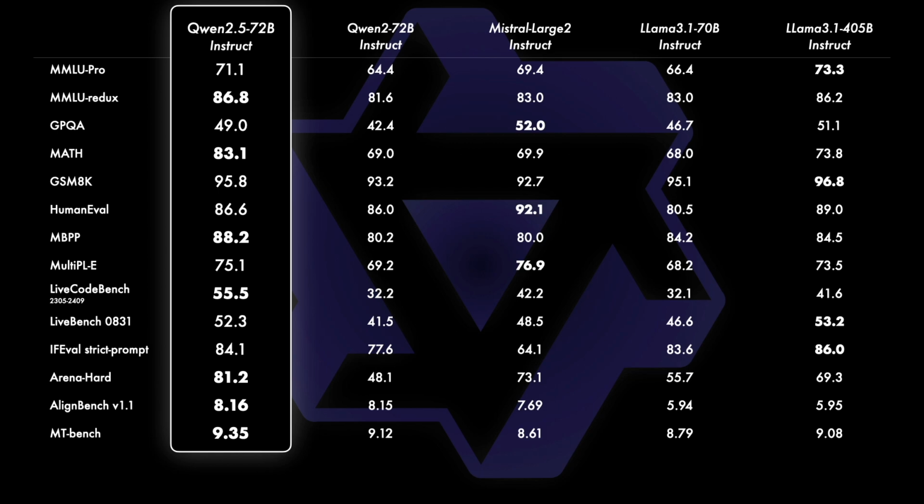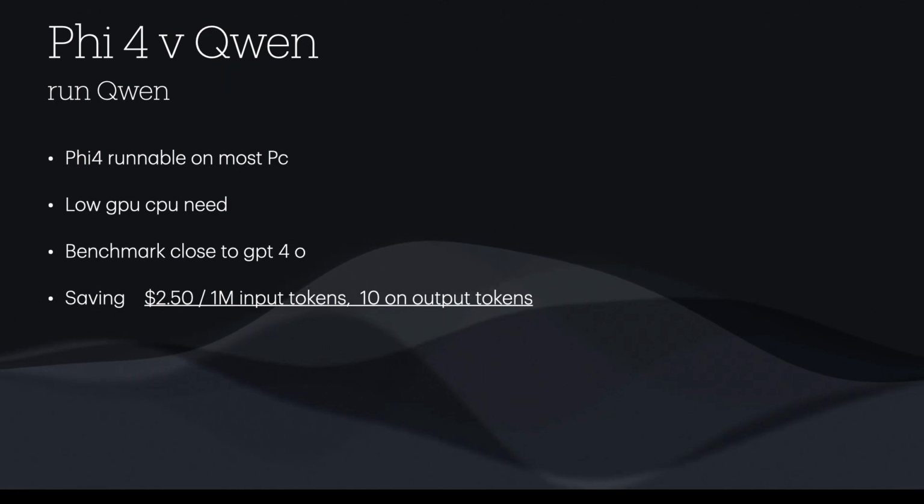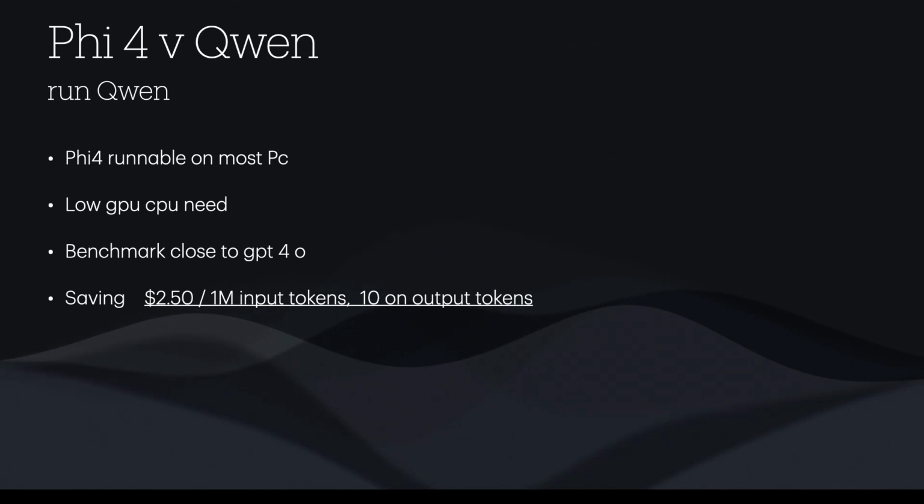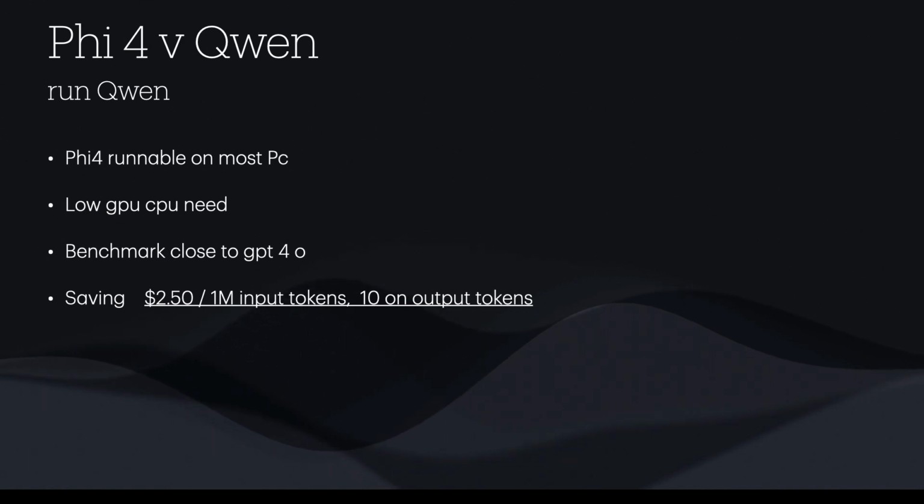So Phi 4 is the best model in performance and demand. It can run on most devices and it's giving you the best performance out there. So the best performance you're getting is Phi 4. No GPU needed, and benchmarks are close to GPT-4o. And you're saving almost $10 or $12 compared to GPT-4o. But there's a drawback when using this model. Let me show you the demo here.